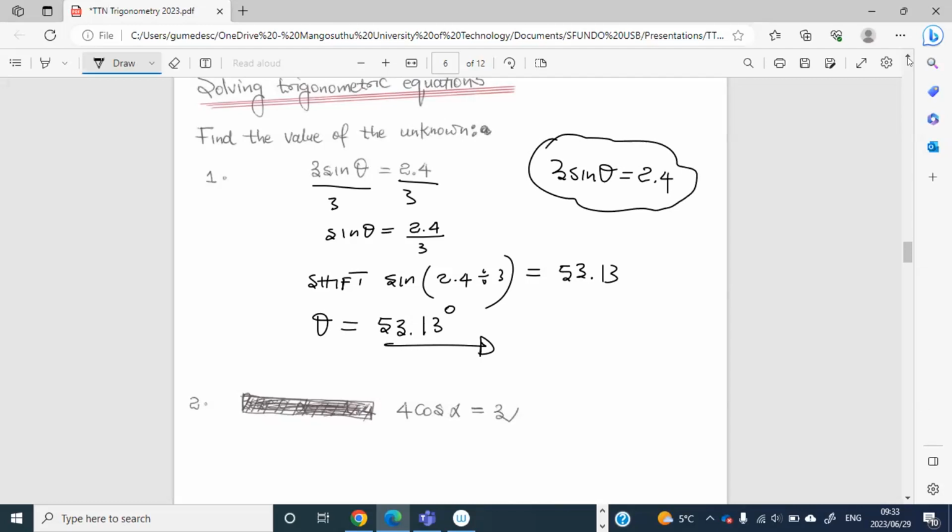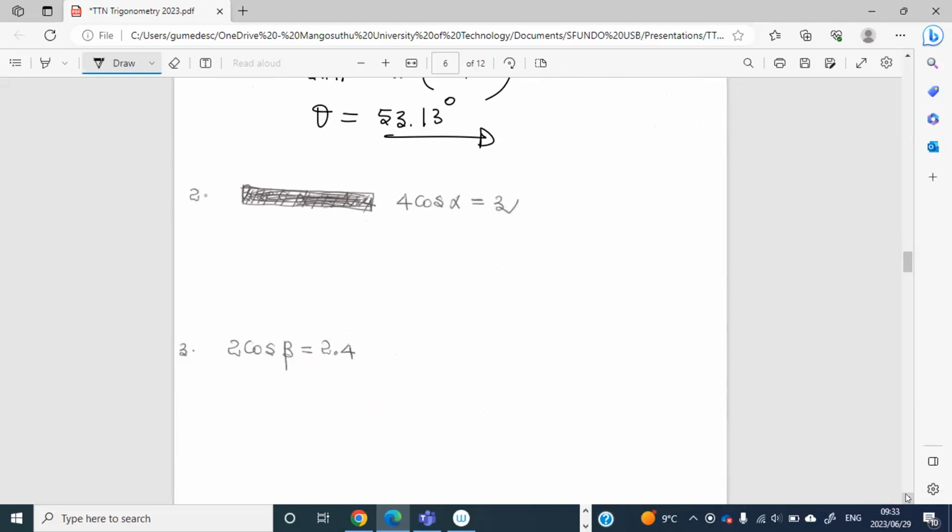And if you have got time and you want to check if your solution is true or not, all you have to do is to say 3 sine and put 53.13 in your calculator. It should give you something equal to 2.4. Could be 2.4 exactly, or 2.3999 something, but it is very close to 2.4. So that is how we solve. We solve using the same technique that we used in a triangle. We use it in an equation here.